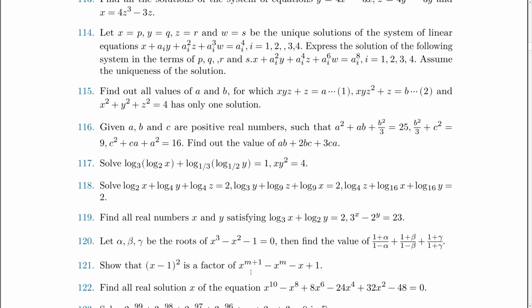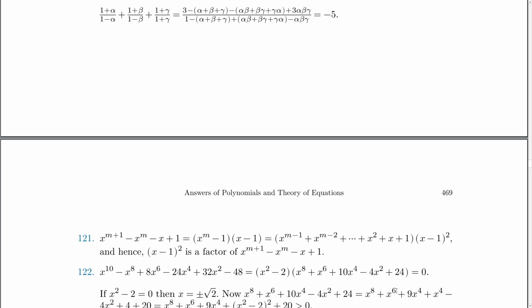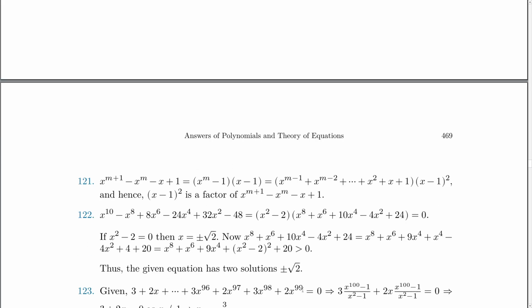Question 122 says to find all real solutions x of the equation x to the power 10 minus x to the power 8 plus 8x to the power 6 minus 24x to the power 4 plus 32x square minus 48. So we look at the solution. What we do is we take out x square minus 2 common. Once we take that out, what remains inside is x to the power 8 plus x to the power 6 plus 10x to the power 4 minus 4x square plus 24, which is 0. Now, if x square minus 2 is 0, then x is equal to plus minus the square root of 2.